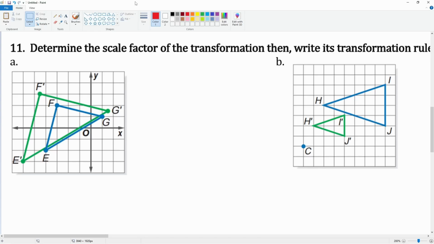All right, it says determine the scale factor. The scale factor is defined by this value of k. It's always the new over the old. So grab any length that you want.